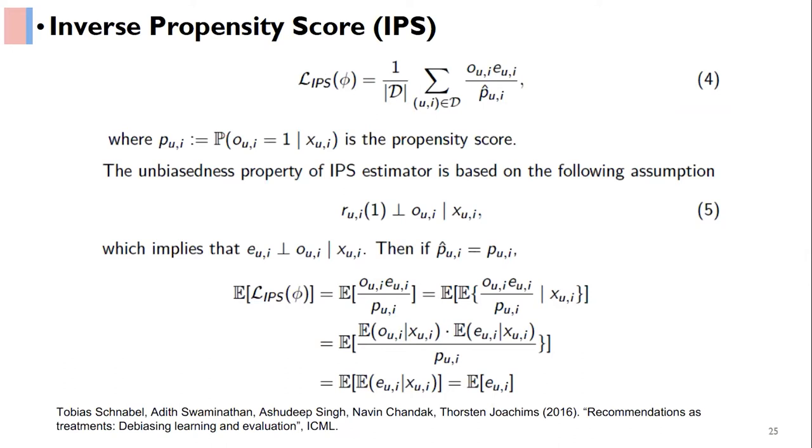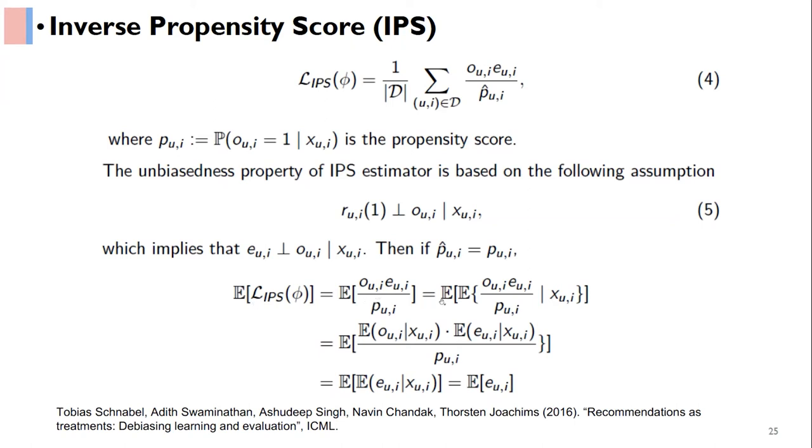The unbiasedness property of the IPS estimator is based on the following assumption given in equation 5. This is a common assumption called the unconfoundedness assumption or backdoor criterion. It implies that X_ui blocks all the backdoor paths between O_ui and R_ui. Under this assumption, we can prove that if the propensity score is accurate, then we have the following equations.